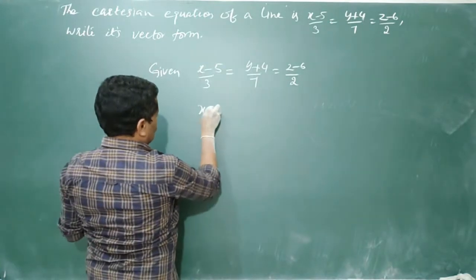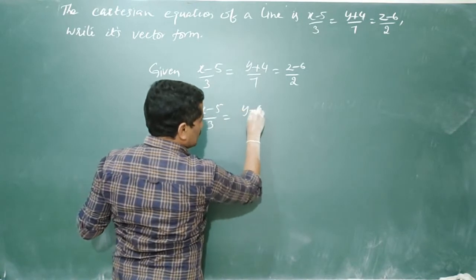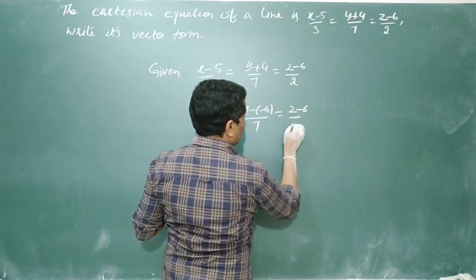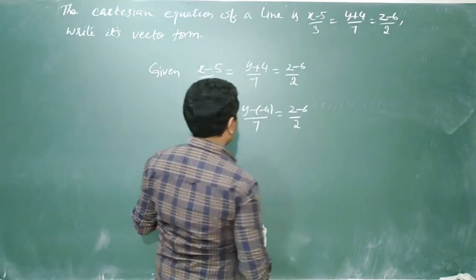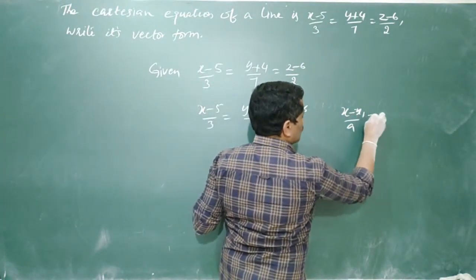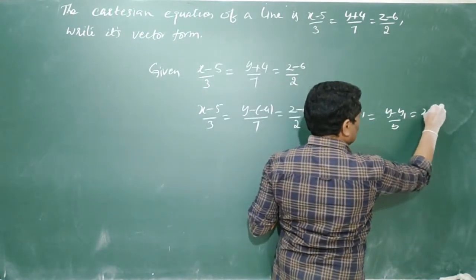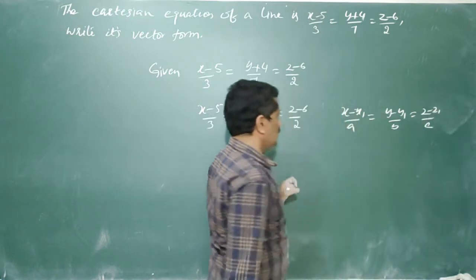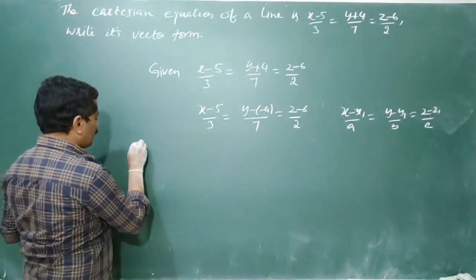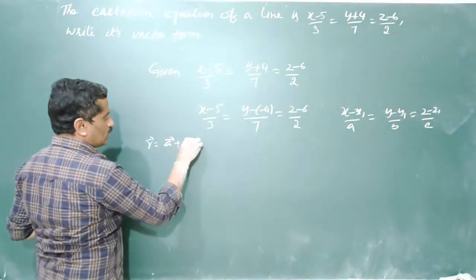So (x minus 5) by 3 is equal to (y minus of minus 4) by 7 is equal to (z minus 6) by 2. So now which is in the form of (x minus x1) by a is equal to (y minus y1) by b is equal to (z minus z1) by c. So now we need to find the vector form. So what is vector form? We have that r bar is equal to a bar plus lambda into b bar.